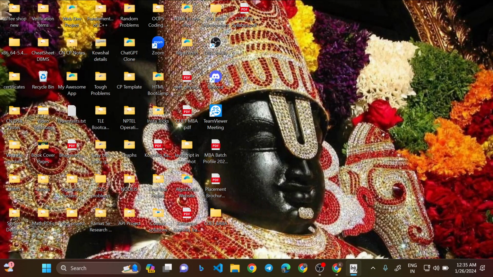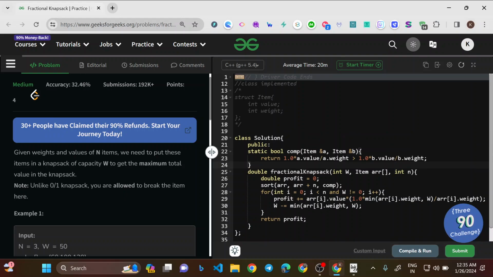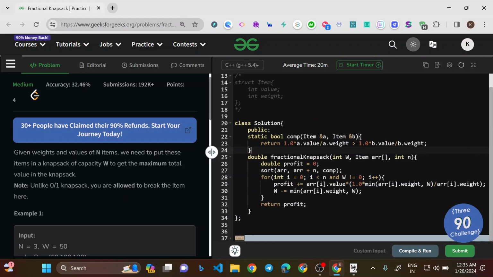So let us go through the code now for your reference. So this is the custom bool comparator that I've taken. Because we have the struct item with value and weight, we'll be sorting it in the decreasing order of value per weight, right? So that is the reason for this custom comparator, custom sort.